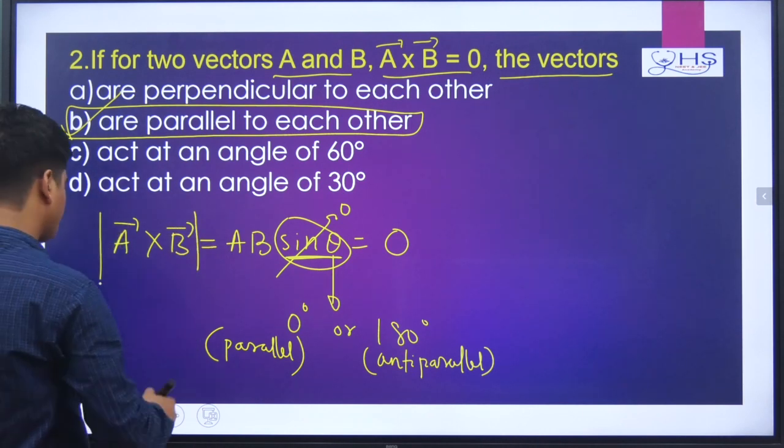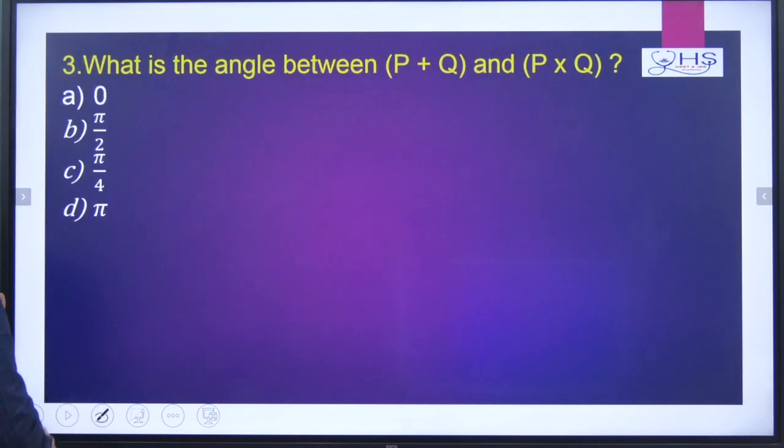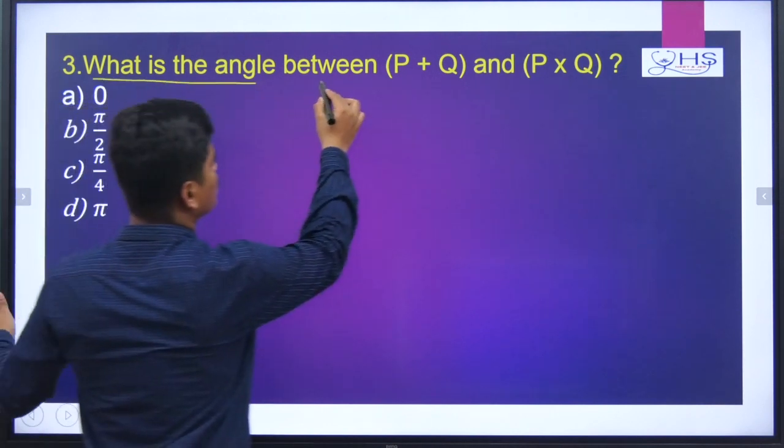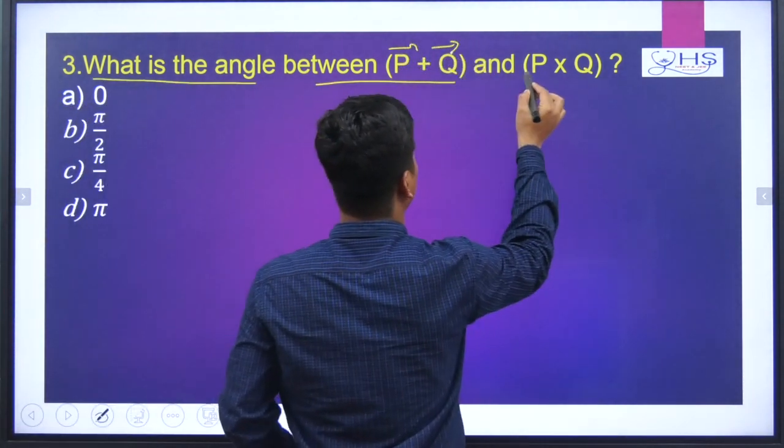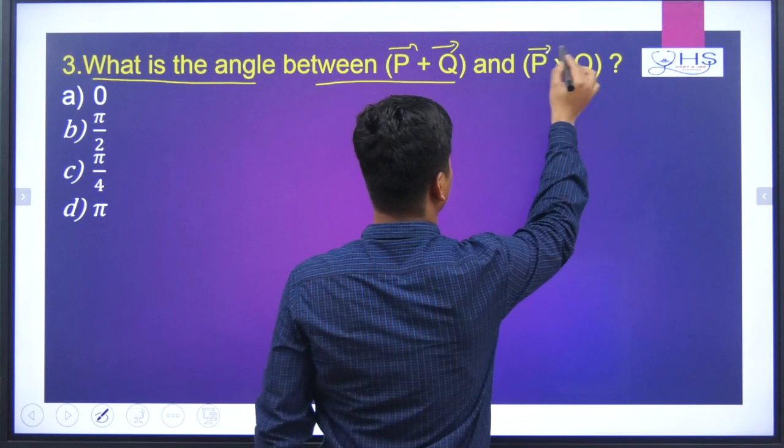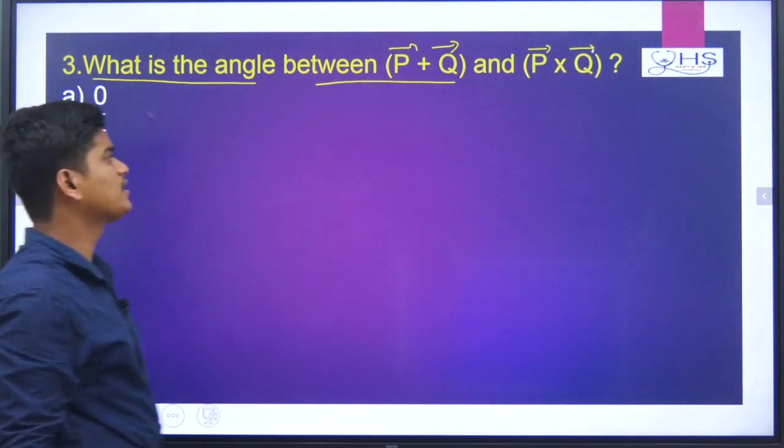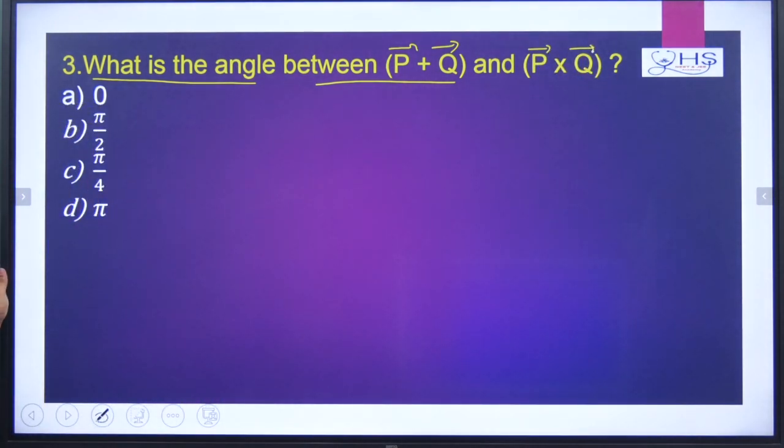Nice. Okay. Now come to the next question. What is the angle between the vector p plus q and the vector p cross q? So they are asking what is the angle between p plus q and p cross q.